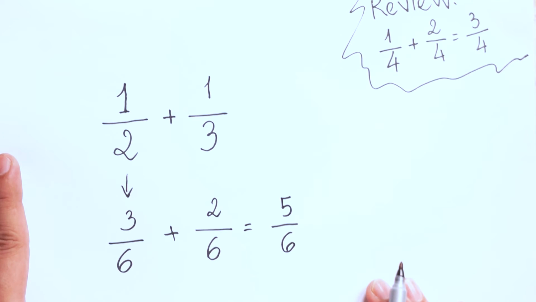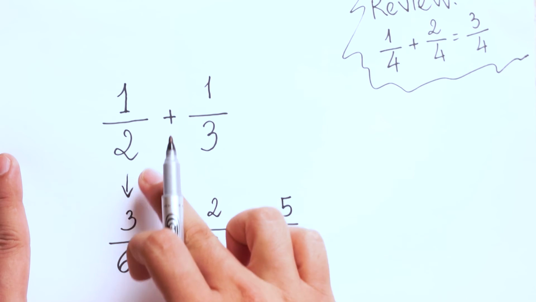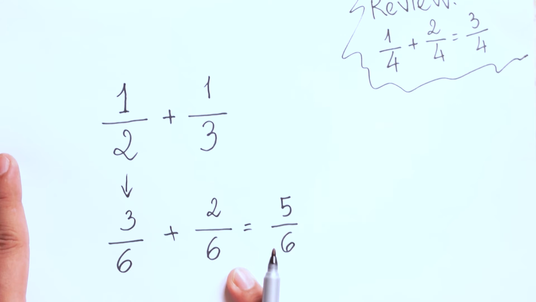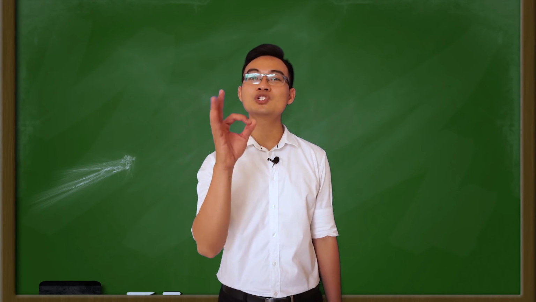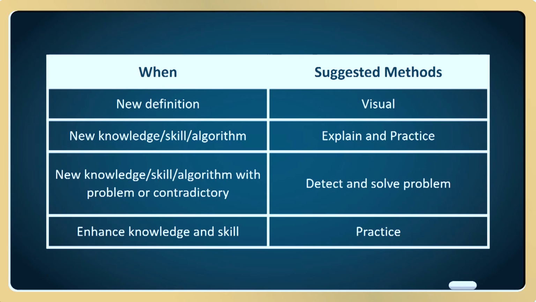And from now, if we want to add fractions with different denominators, what do we do? Yes, common the denominators first, then add them. Okay, problem solved. That's all topics. I can summarize in this table.